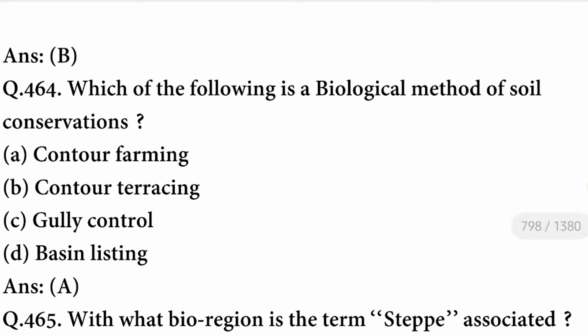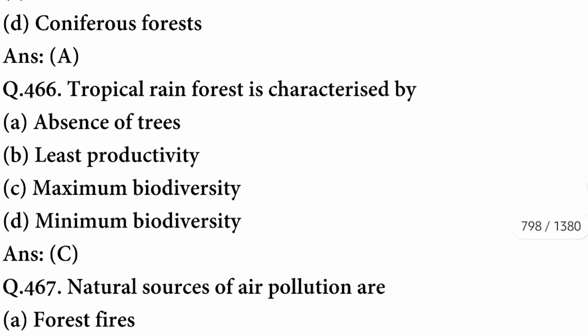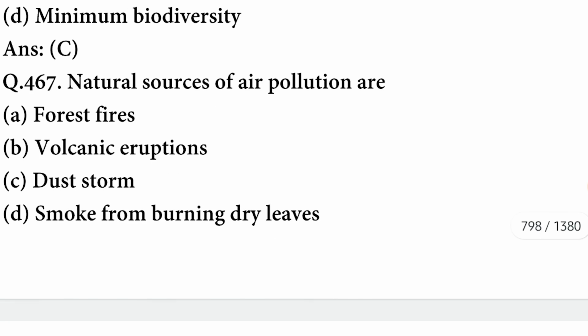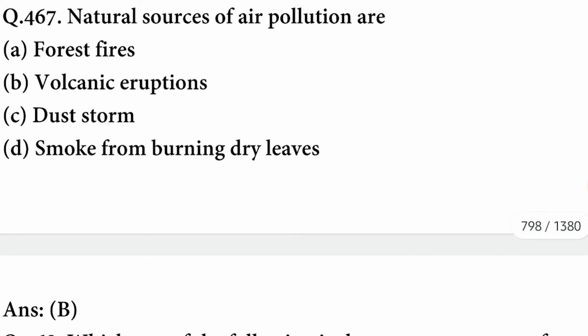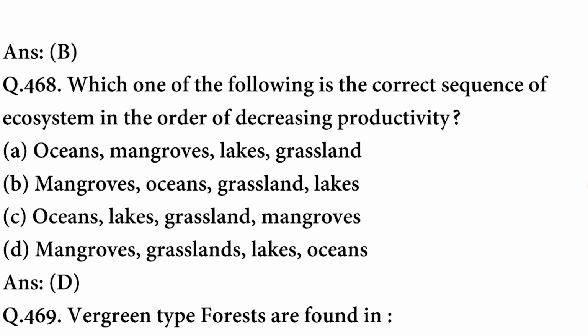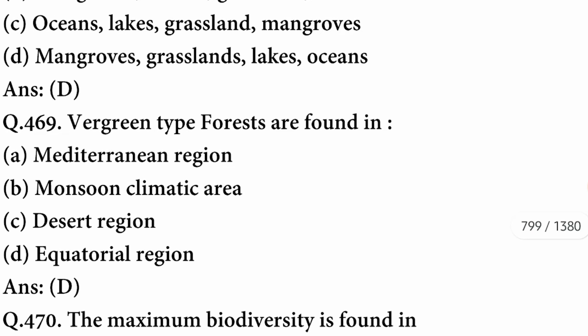Which of the following is a biological method of soil conservation? It is contour farming. With what bioregion is term steppe associated? It is associated with grasslands. Tropical rainforest is characterized by maximum biodiversity. Natural source of air pollution is volcanic eruptions. Which one of the following is the correct sequence of ecosystem in order of decreasing productivity? It is mangroves, grasslands, lakes and oceans.